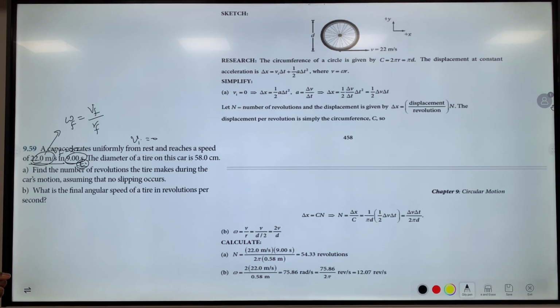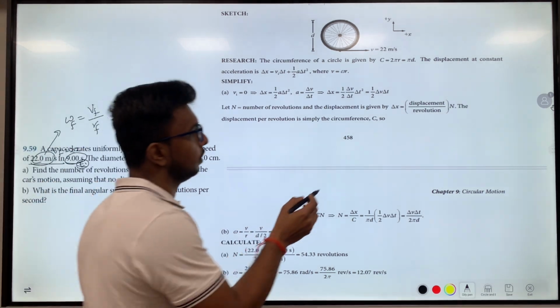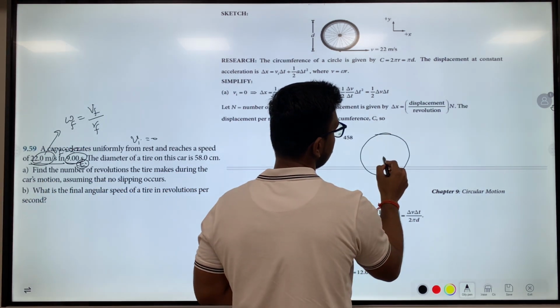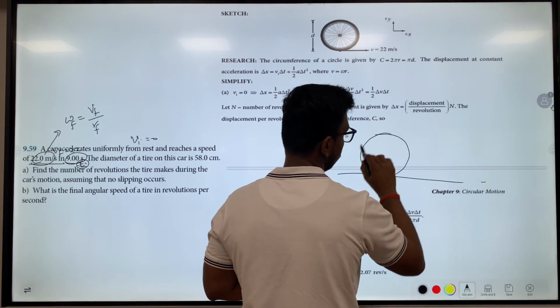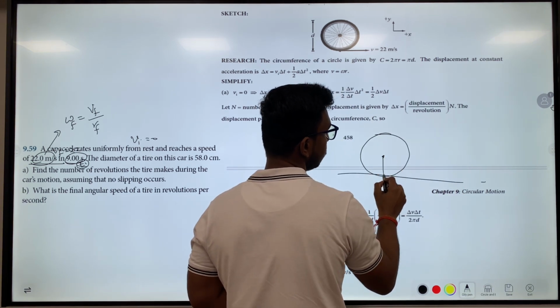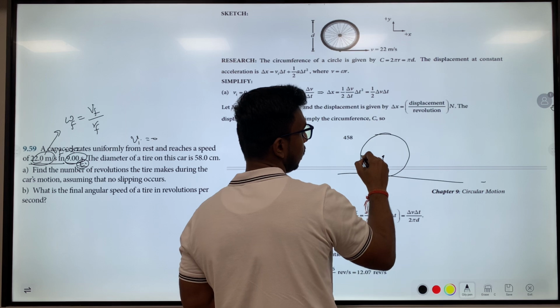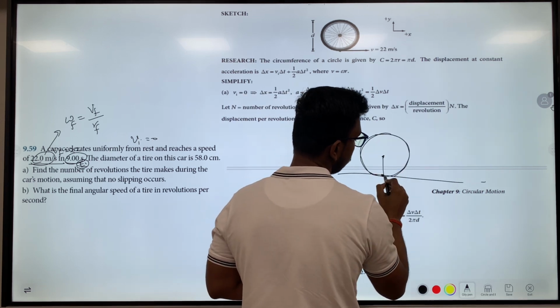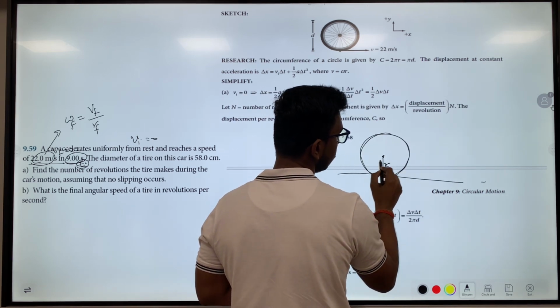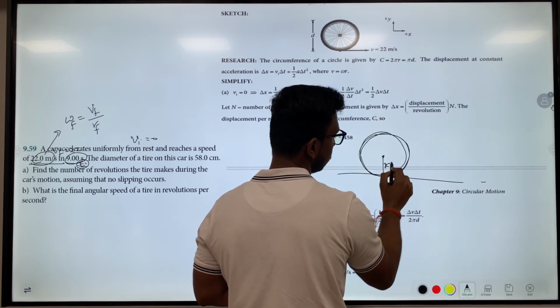So delta x comes out to be half of v delta t. Let n be the number of revolutions. The displacement per revolution is simply the circumference C. Okay, that is one way of doing it. What they have done is, in one rotation, basically, how much distance it is covering. So start from this and it goes all the way around. So how much distance will it cover? This is R. This will cover this much distance, which is 2 pi r.